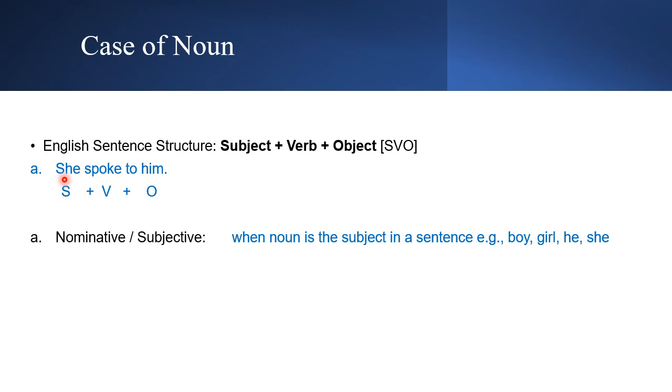So the word she is in the nominative case or subjective case. Why? Because this is the subject of a sentence. When a noun is the subject in a sentence, for example, boy, girl, he, she. So for example, it could be the boy spoke to him. So the boy would be the subjective case.